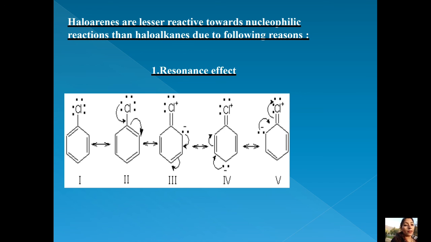Haloarenes, the aromatic compounds, are less reactive towards nucleophilic reaction than haloalkanes due to the following reason. One is the resonance effect. Resonance means at a time they are showing the electrons moving here and there. In this benzene ring we can see electrons are moving in a circular manner. So this is showing double bond character. This is resonance. If we break one bond, suppose the electron will move here like this, and the third one is like this.